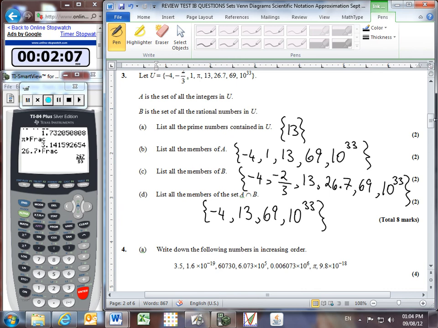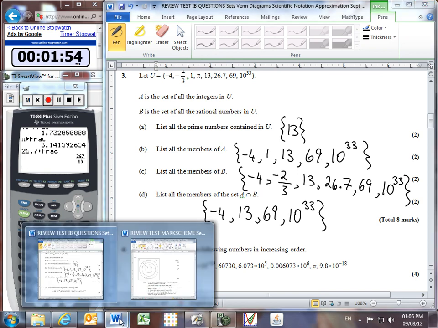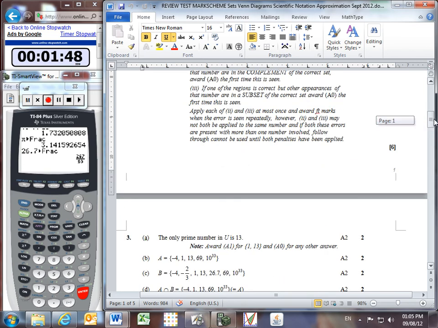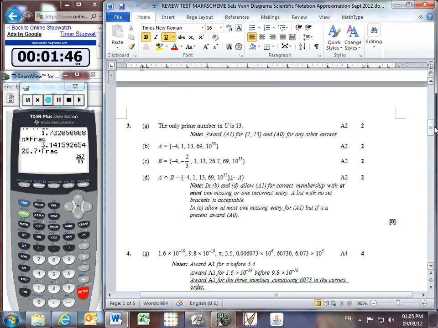Whoops, let's just check the mark scheme on this. So it's 2 marks for each of A, B, C, and D. See, I've got just a single value of 13 up in part A, and then I've got these 5 values in part B. Let's just check those. So the only prime number, it says, for part A is 13. Great. And these are the 5 values that I had for part B.